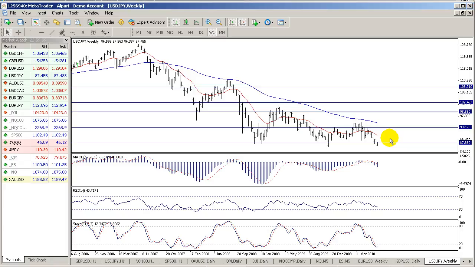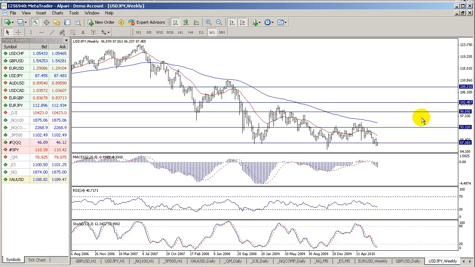How can we confirm that the trend has changed? Well, now we need to see some basing here, some sideways consolidation first, and then we need to see a break above this year's top, which is roughly at the 95 level, and above the 100-week moving average. That will confirm a trend change on the weekly chart to the upside.